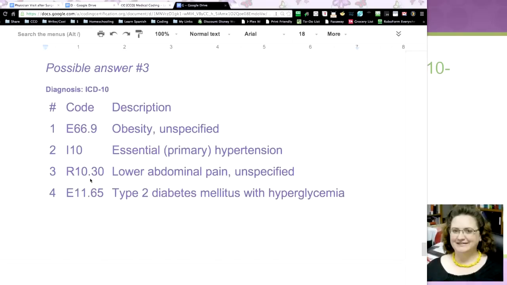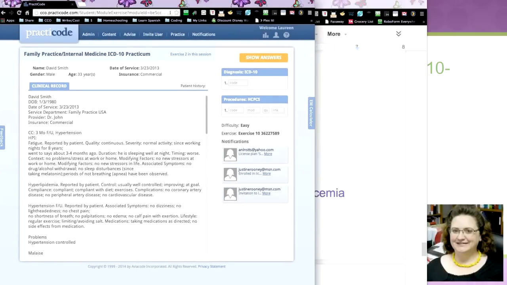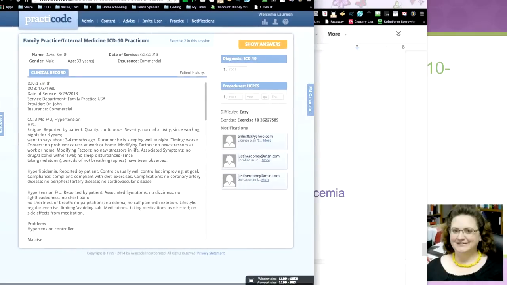Are these the possible answer number three? This is yours or theirs? That's theirs. Okay. Those are the ones they gave. I did pull up just a sample. It's not the same exact one, but just so they could visualize what it looks like.